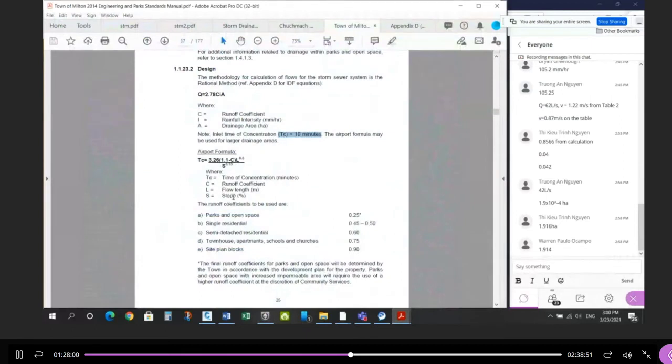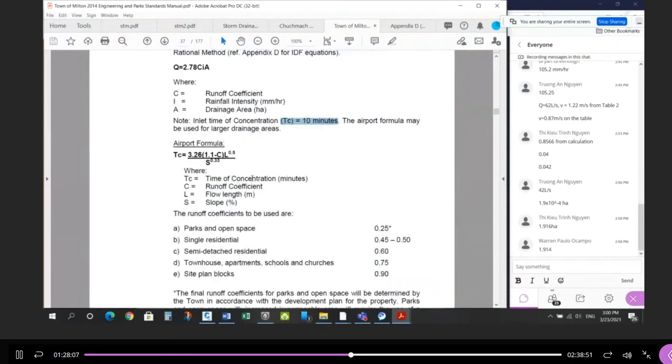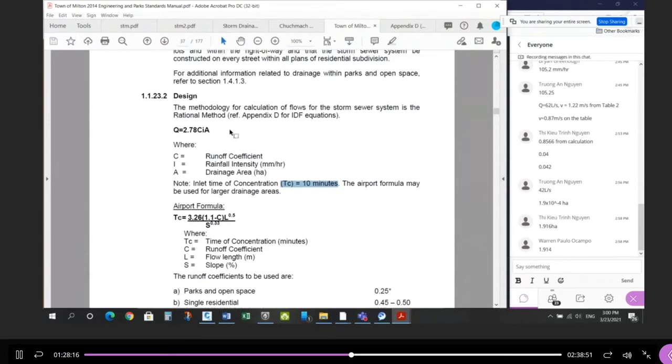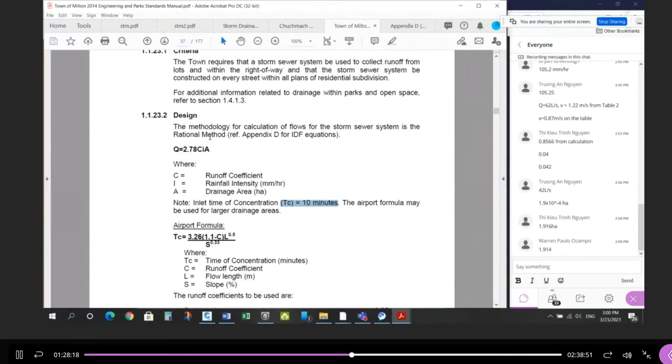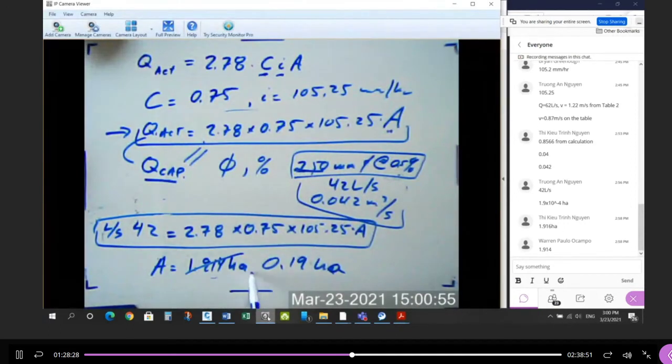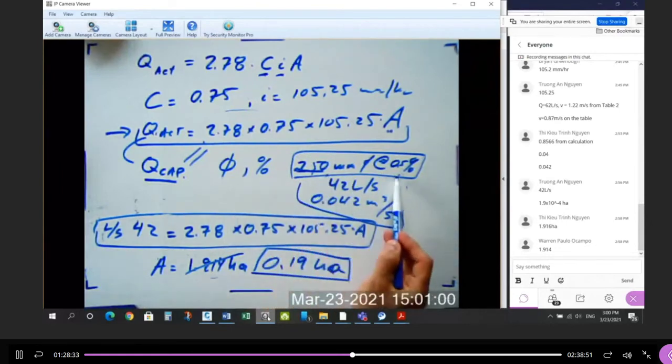If I look at the town standard, the flow Q comes in minutes, runoff coefficient, length, oh, sorry. So Q, yeah, I believe Q here is in liters per second. Okay, so we're reverse engineering the size and slope to determine the maximum area.